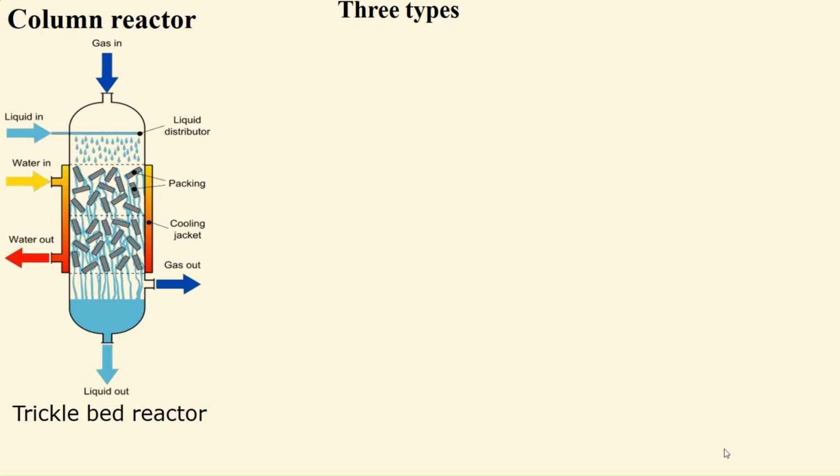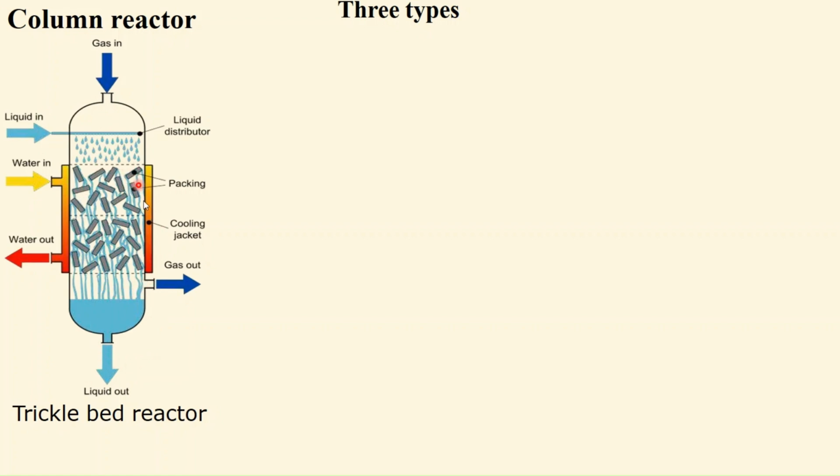The trickle bed reactor is the first variety, where it has the packing material, which is the catalyst, which can be heated through the heater, the water in and water out, and also it has a cooling jacket to maintain the temperature. Here, in case of fixed bed reactors, there is one inlet and one outlet. Here there are two inlets and two outlets.